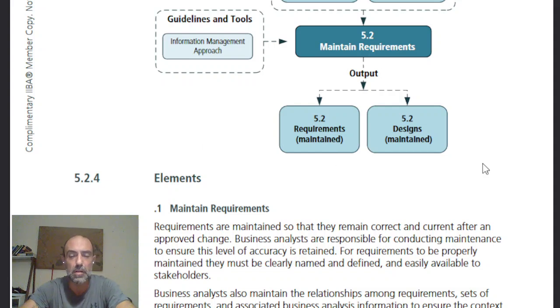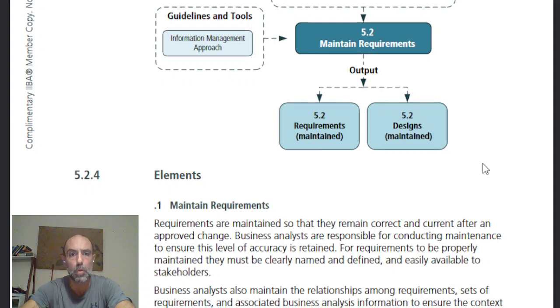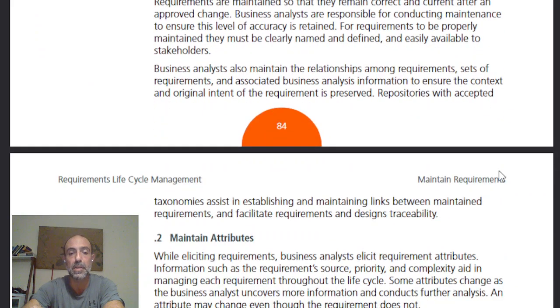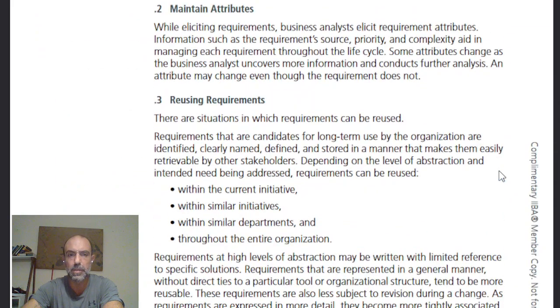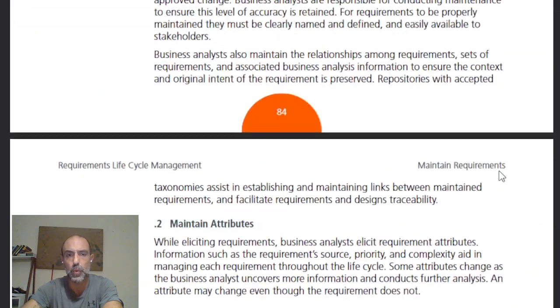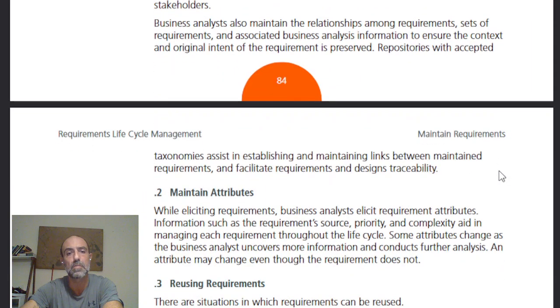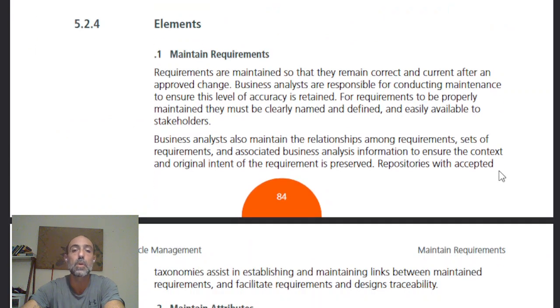And every chapter is calling for some form of document that needs to be completed every single move we make. Ooh, look at that. What are the elements? Well, maintaining requirements and maintaining attributes, reusing requirements. Well, maintain requirements, you maintain them, and what are the attributes? We'll get to it. Requirements are maintained so that they may remain correct and current after the approved change.